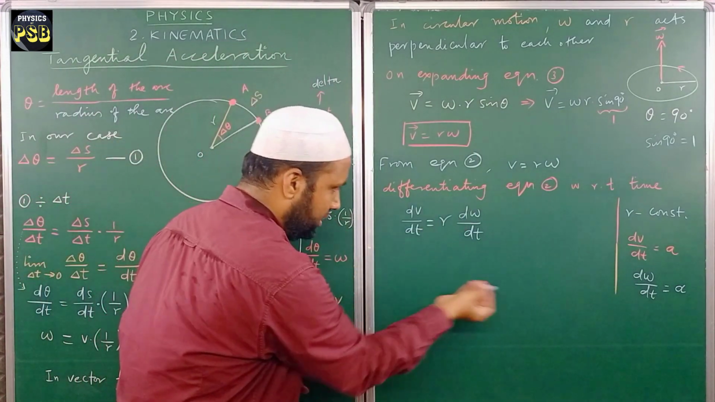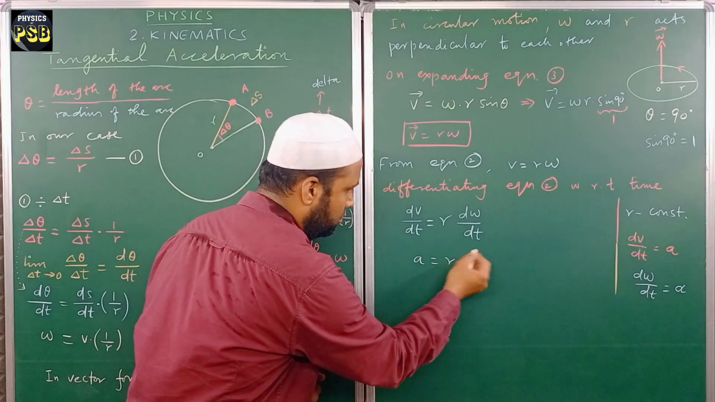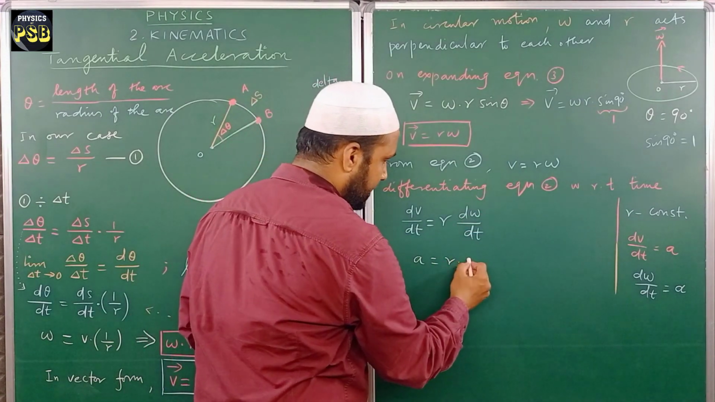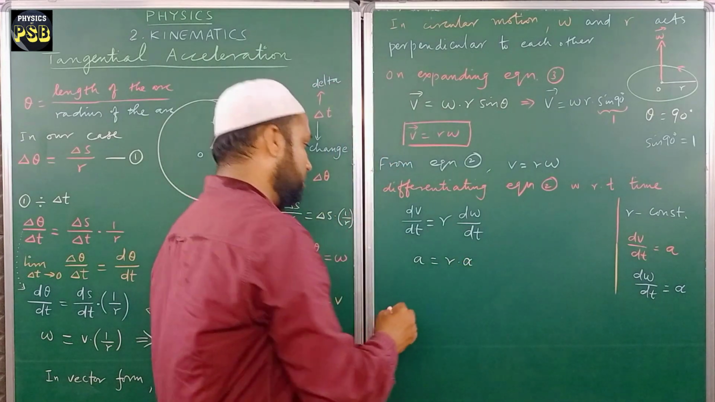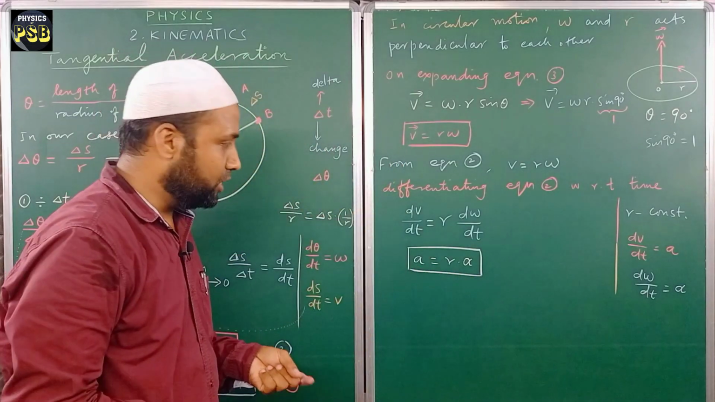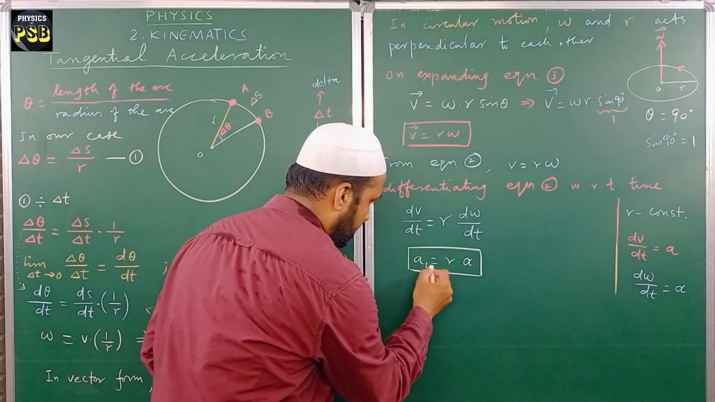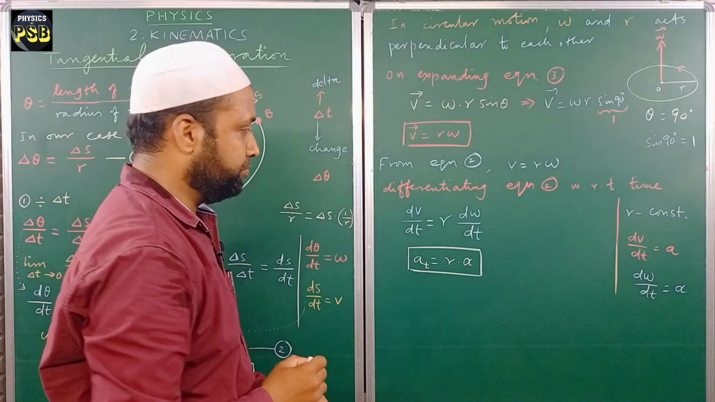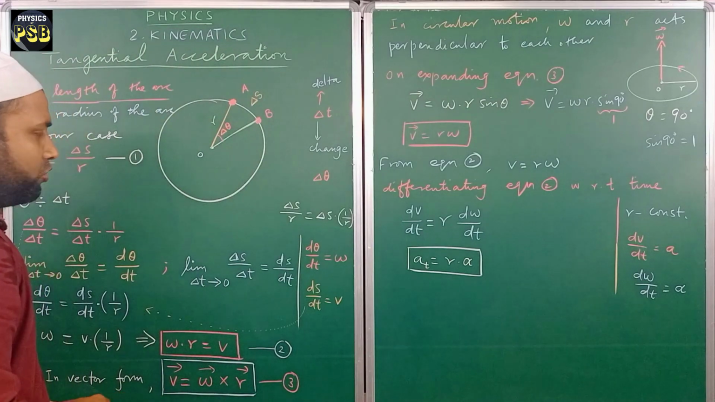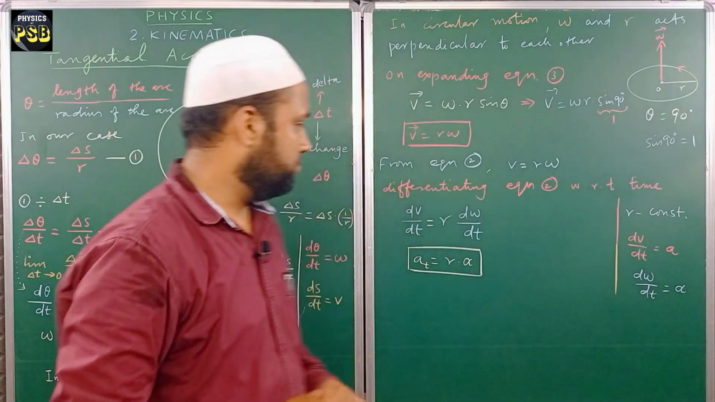And so dv upon dt is A equals to r, d omega upon dt is alpha. Now, this is the relation. And here dv upon dt is actually a tangential acceleration, so I write it as a t. This is how we get a tangential acceleration, and this tangential acceleration acts along the velocity. Okay.